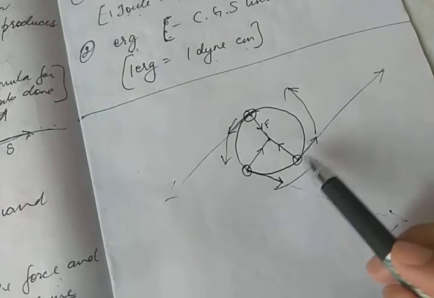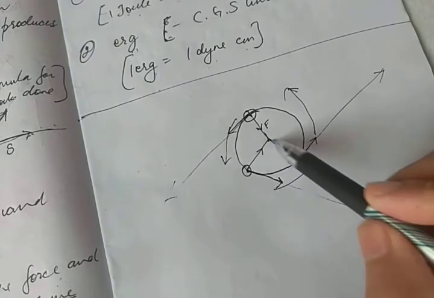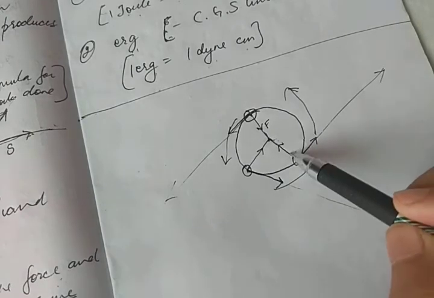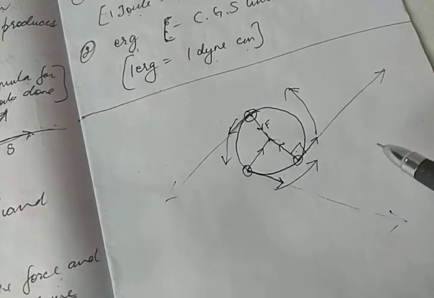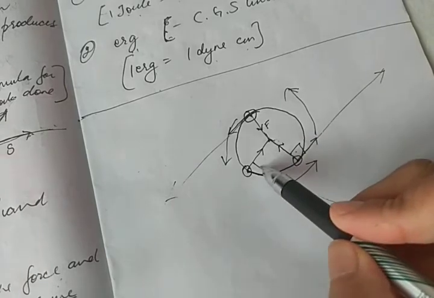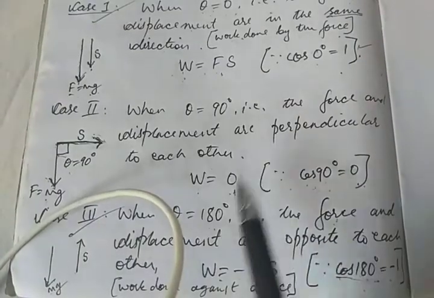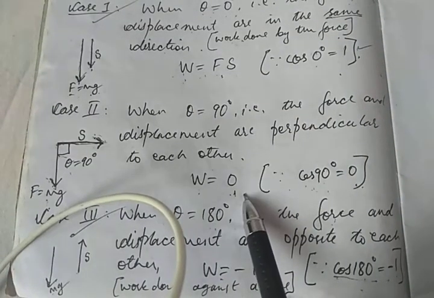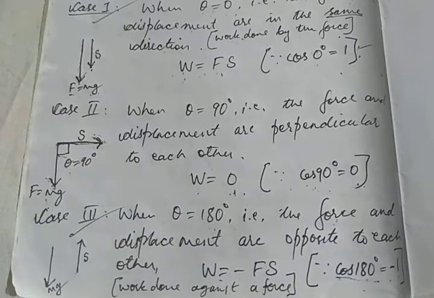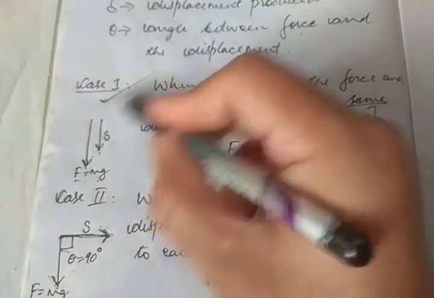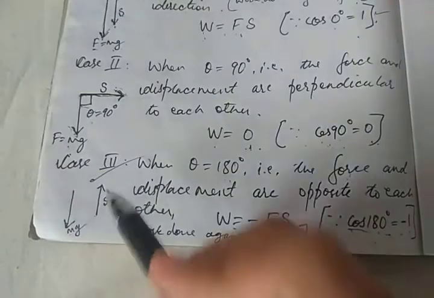So in this kind of scenario also we see that the direction of the force and the direction of the displacement are at 90 degrees with respect to each other, perpendicular to each other, remember. So this is another example of theta being equal to 90 degrees, in which case the work done will be 0, remember that. Now of these three cases, I would like to stress on case number 1 and case number 3.